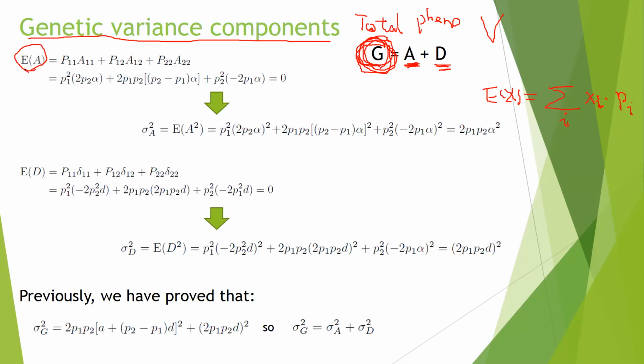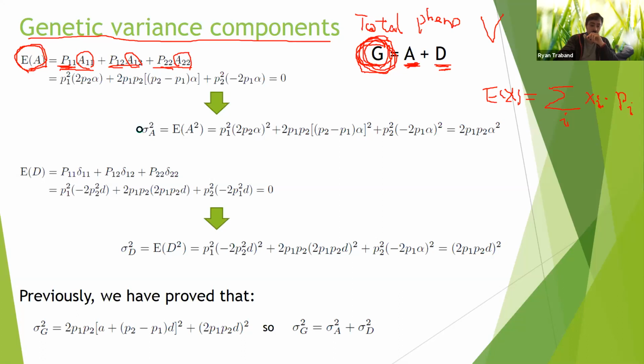If I ask you to calculate the expected value of the breeding value, that's the formula you need to use, right? How many breeding values do we have? We have 3: A11, the breeding value for the first genotype, A12, and A22, and each is multiplied by the probability for that genotype. This is how we calculate that. Is that clear? Any questions, any problems here?